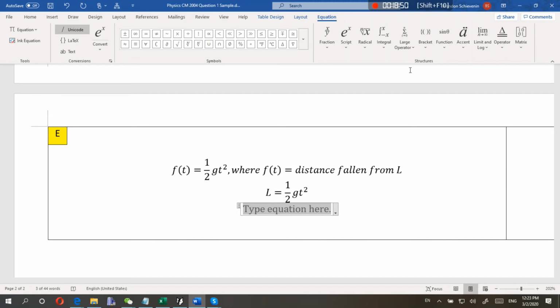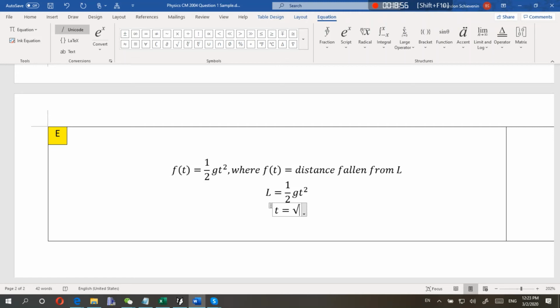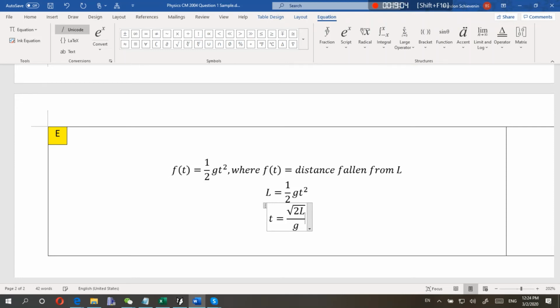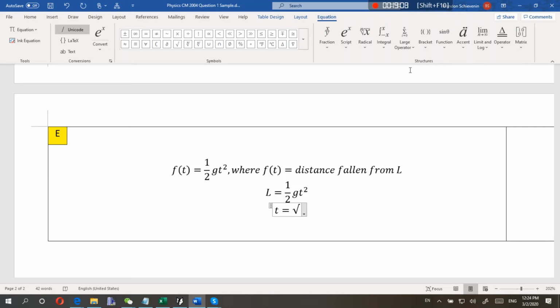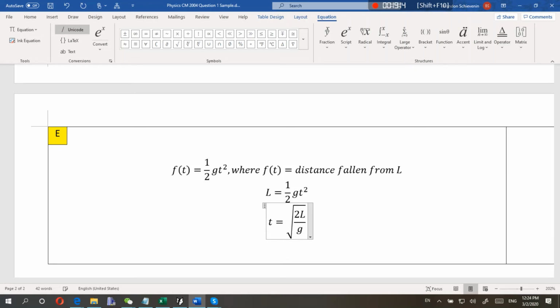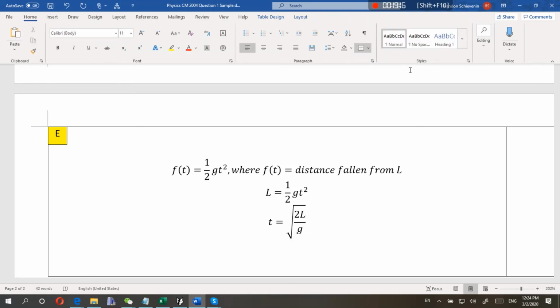Time is root 2L over g. Square root of 2L over g. I want the g inside the root. There we go. Okay, so I've got a time.